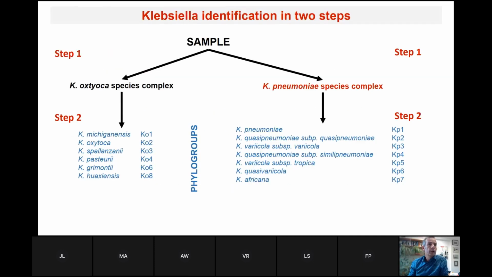The strategy we chose was a two-step strategy for identification of Klebsiella samples. The first step is to discriminate between oxytoca and pneumoniae complexes. And the second step is, once we know the complex, to use specific markers that discriminate within each of these complexes. For example, to distinguish Klebsiella pneumoniae from Klebsiella quasipneumoniae or variicola.